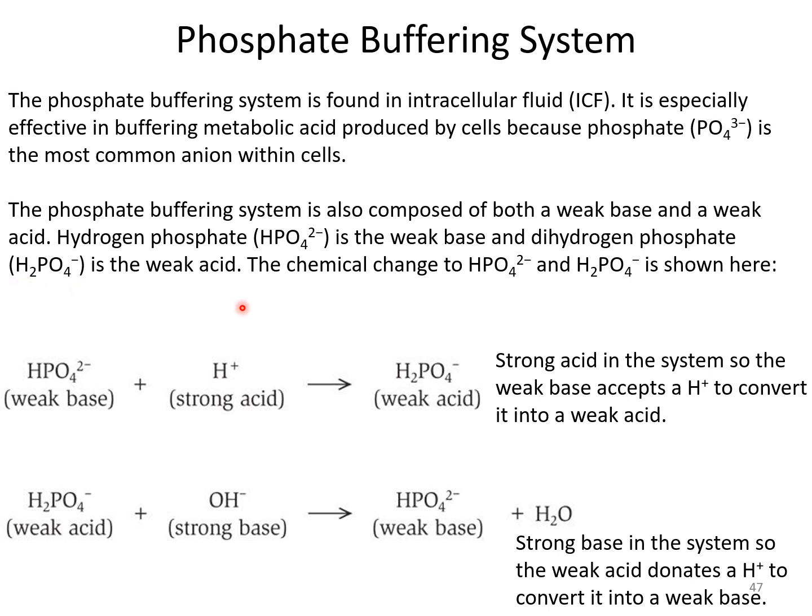So if the conditions present themselves where they're strongly acidic, the hydrogen phosphate can come in and take this hydrogen ion and attach it to itself. So the HPO4 becomes H2PO4. It's removed that hydrogen ion from the solution, which reduces its acidity. Okay, so the weak base took on some of the hydrogen ions and neutralized it. So this is its job as a buffer.